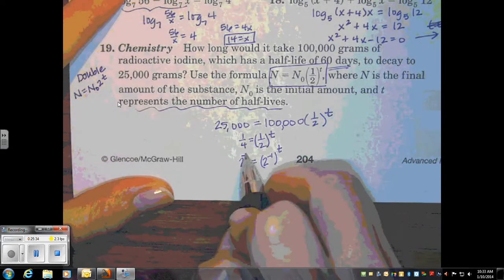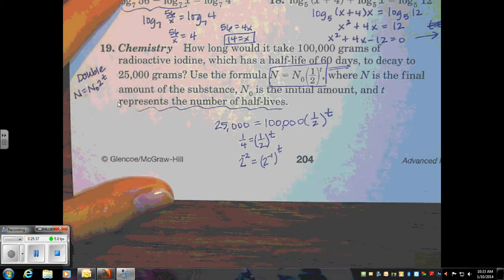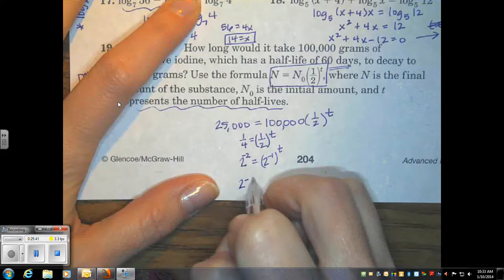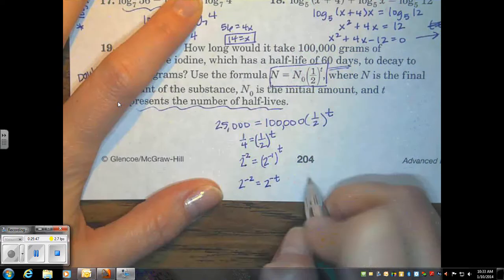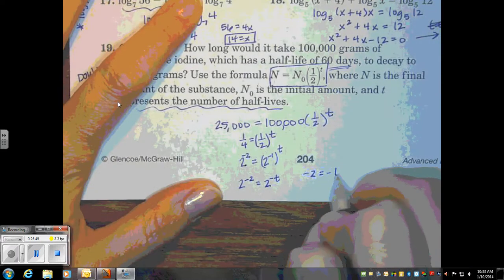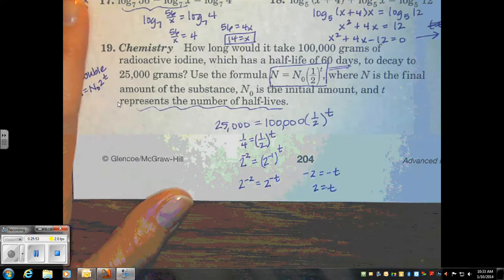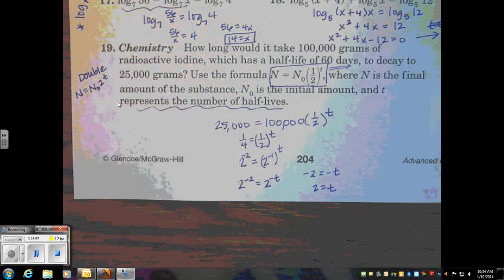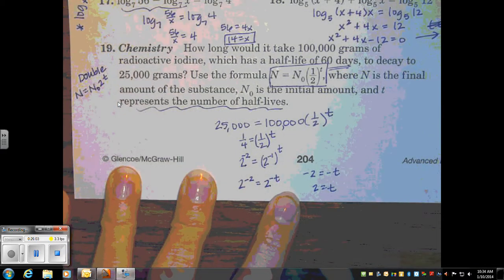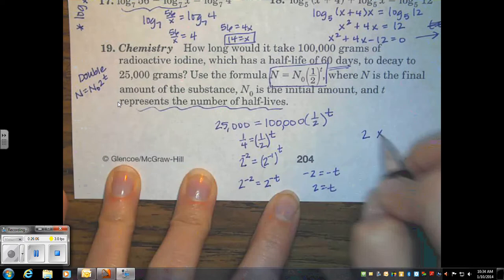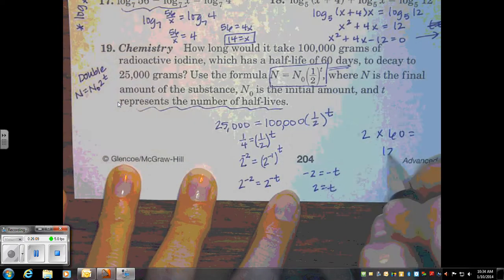2 to the, how about negative 2? Right, because it's on the bottom. So now I have 2 to the negative 2 equals 2 to the negative t, because power to a power, you multiply. So negative 2 equals negative t, 2 equals t. But that's not your answer. That's how many half-lives it took to break down that iodine. Each half-life is 60 days. Every 60 days, you cut it in half. So we have 2 half-lives times the 60 days. So we have 120 days. That's how long it took.